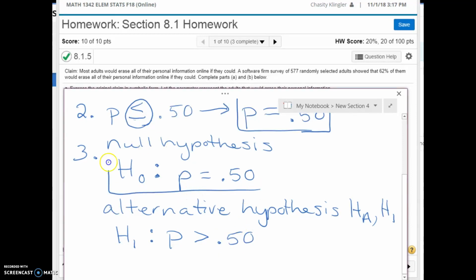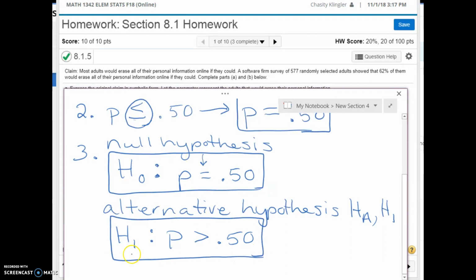So this is our null. The only thing that makes it the null is the equals to sign, and the opposite of that is the alternative. So because the null always has the equal to sign, your alternative will always be strictly greater than, it could be a less than, or it could be not equal to. It's never going to have an equal to with it.